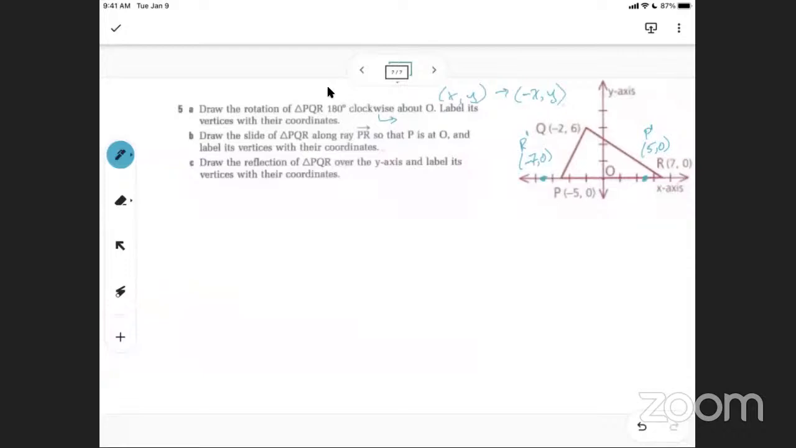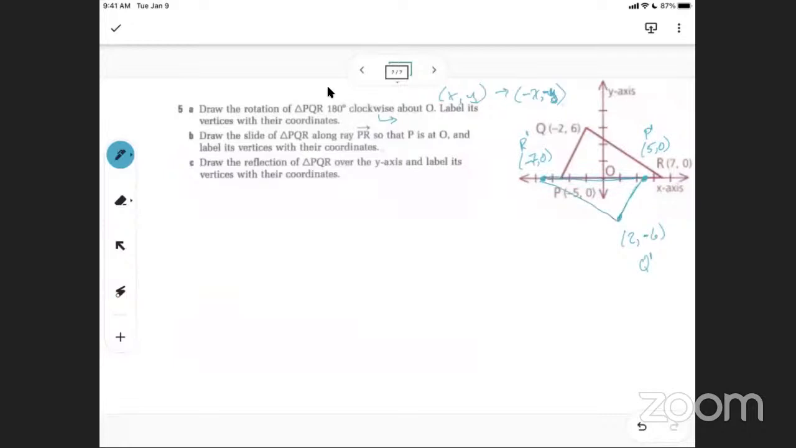2, 6. Okay, hold on. I don't think that's right. Are you sure it's not negative x negative y? Let me check. Because this point should move from here down to there. Oh yeah, it is negative x negative y. The 0 made it seem like it wasn't, but it was. So this point becomes 2 comma negative 6. 2 comma negative 6 is your Q prime. So there's your mapping.